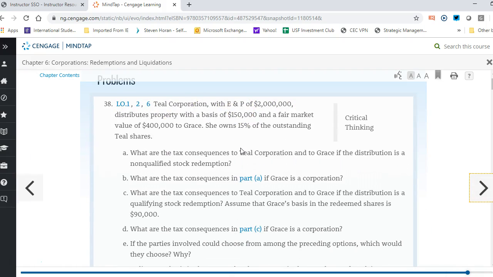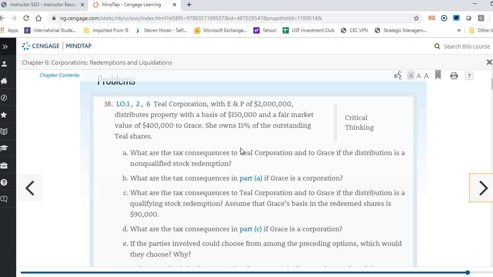It's question 38, and it kind of goes back to the basics of the chapter of what's qualified versus non-qualified. So Teal Corp with E&P of $2 million distributes property with a basis of $150 and a fair market value of $400,000 to Grace. Grace owns 15% of the shares of Teal. So fair market value of 400, basis of 150. So you can kind of do the mental math there and go, that'd be a $250,000 gain. So what are the tax consequences to Teal and to Grace if the distribution is a non-qualified stock redemption?